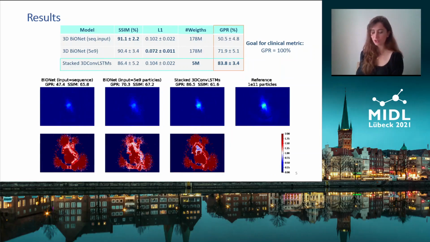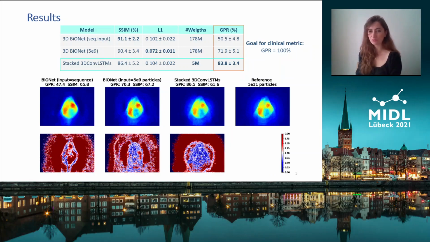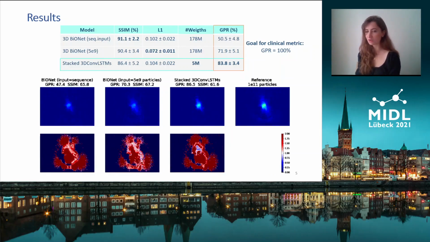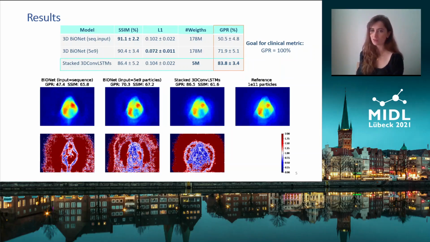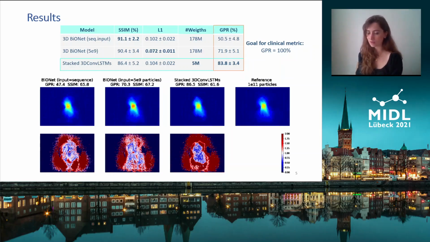So future work obviously will focus on improving these results to match the golden standard of having a gamma passing rate of over 95%.